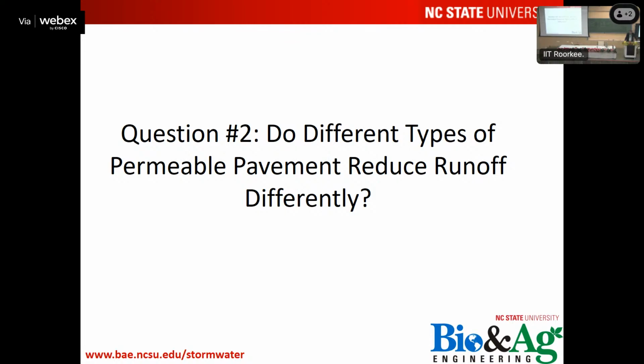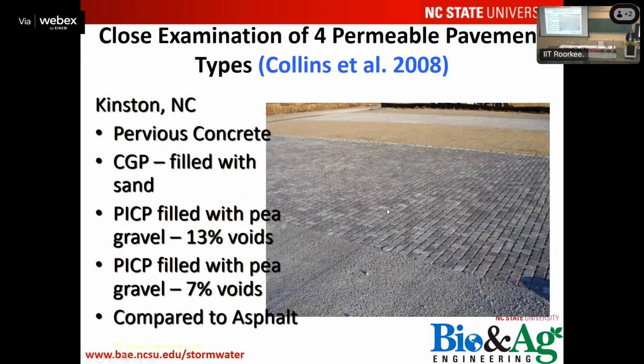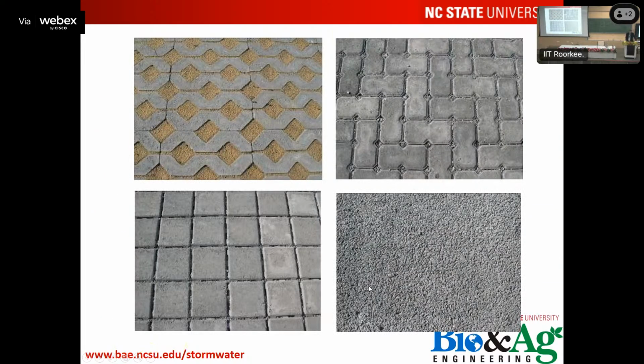Now, the next thing I want to address, people ask, is if we have different types of permeable pavements, do they reduce runoff? Do some reduce runoff better than others? Well, the answer to that is not really. A little bit, but not really. So we did a study looking at 4 different types of permeable pavement, and we compared them to asphalt. We had adjoining asphalt, but here's our 4 types of permeable pavement. And we looked at them to see how much runoff got reduced. These are the 4 types of pavements that we studied.